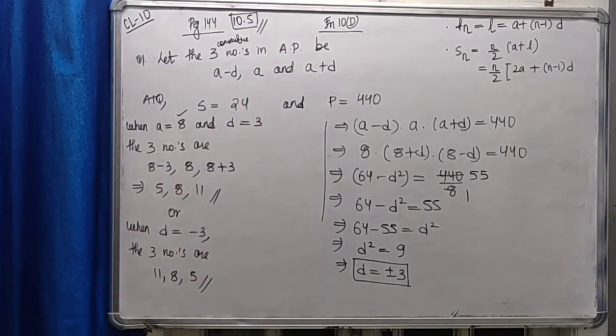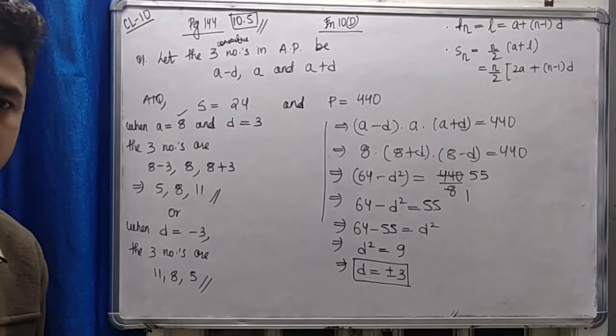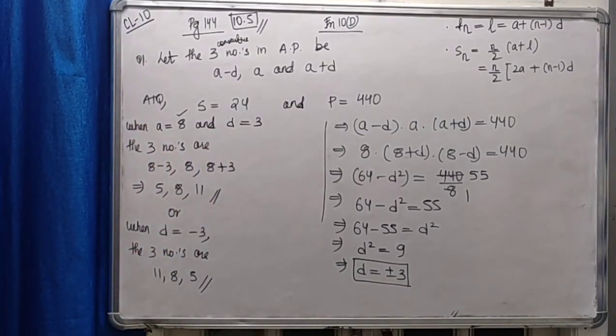So okay, this is how we have to use those formulas when three consecutive numbers along with the sum is given to us. So I hope you're clear with this. Please pause the video and note down properly.